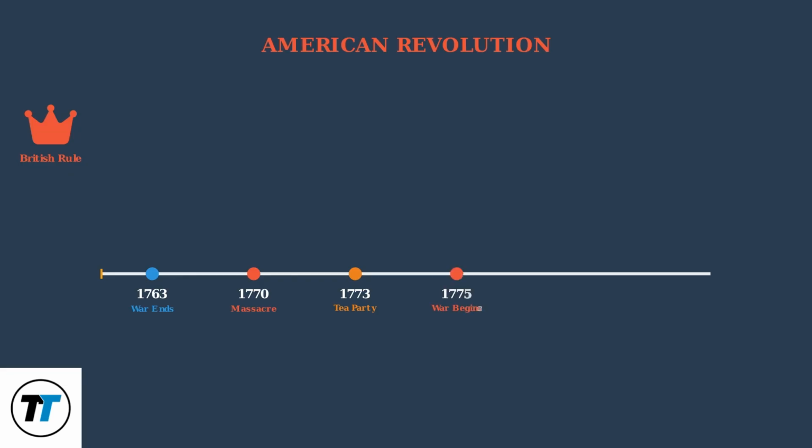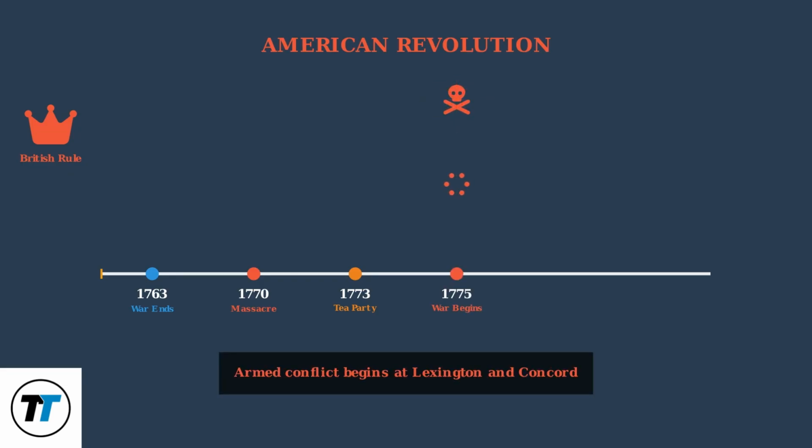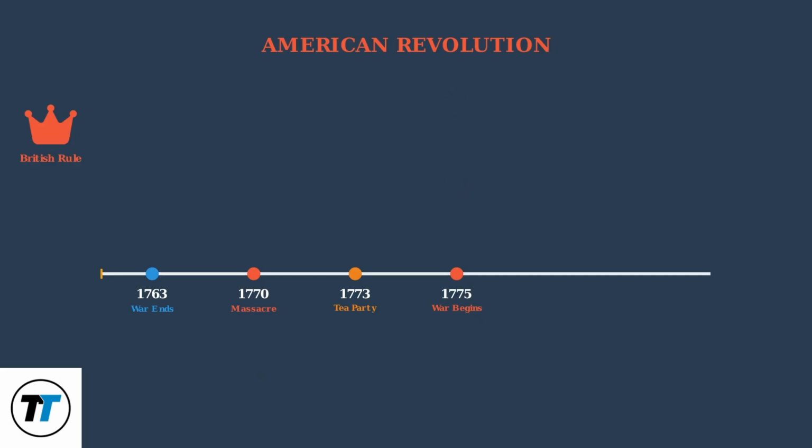April 19, 1775, forever changes American history. British troops march to Lexington and Concord to seize colonial weapons and arrest rebel leaders. At dawn, they encounter colonial militia on Lexington Green. Someone fires, the shot heard round the world, and the American Revolutionary War begins. The colonists are no longer just protesting, they are fighting for their freedom.